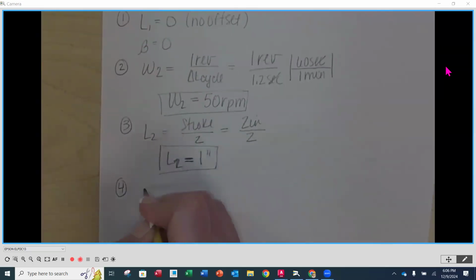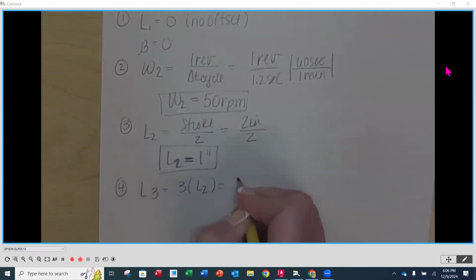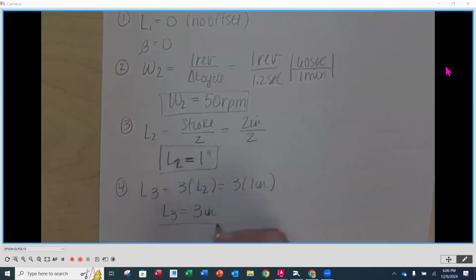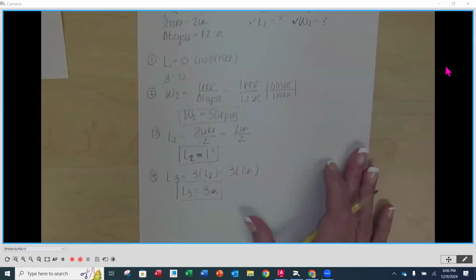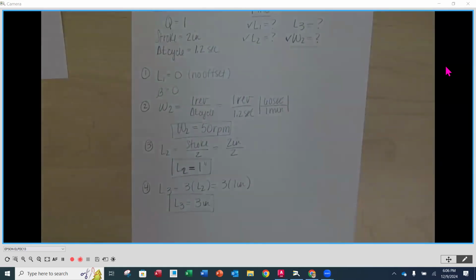Number 4, L3 equals 3 times L2, which is 3 times 1 inch. So L3 is going to be 3 inches. Okay. Now, for an inline slider crank, this is all we need to go ahead and draw it. So now you're going to draw the kinematic diagram that we just identified here.